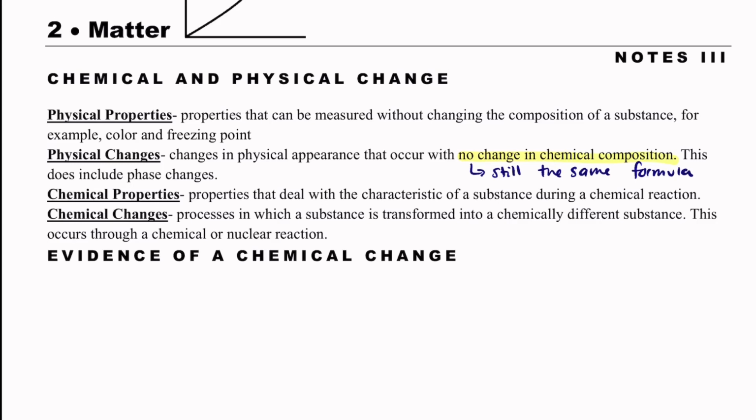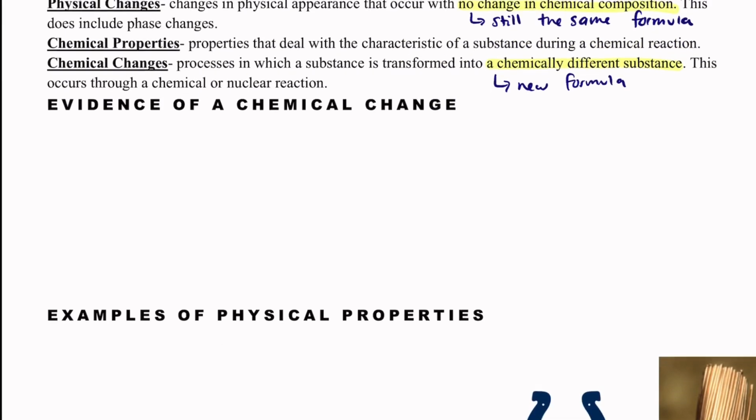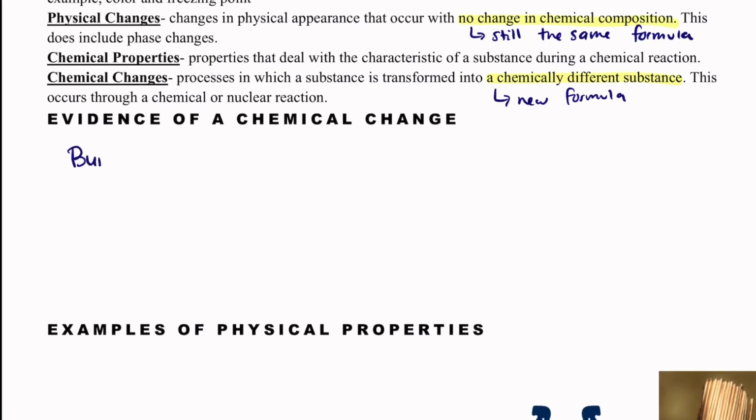Now, a chemical property is something that's going to talk about dealing with the chemical reaction. And we're going to get a chemically different substance. We're going to get a new formula if we undergo a chemical reaction or a chemical change. Okay, a chemical change is going to be something like burning, tarnishing, oxidizing. These are verbs that we tend to see when we're undergoing a chemical change.